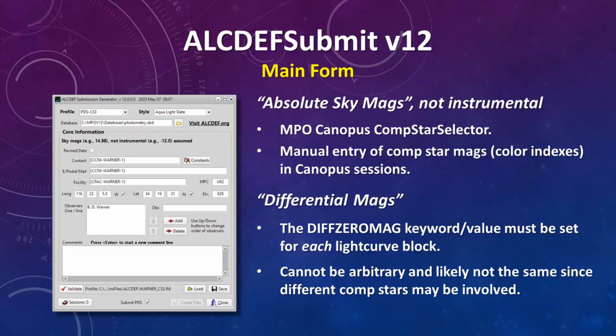Differential magnitudes can be submitted, but to make them as useful as possible, the metadata block for each light curve block should set a value for the diff0mag keyword. This value should not be an arbitrary one, but when applied to the differential values, gives a good approximation of the sky magnitude of the target.